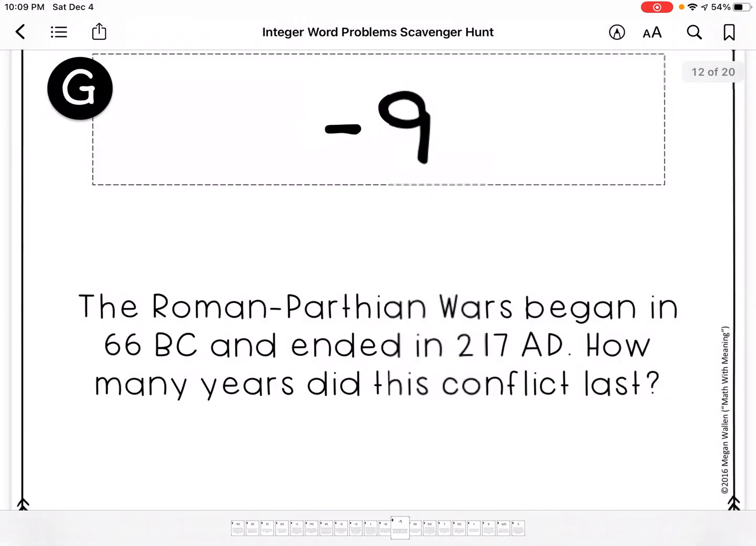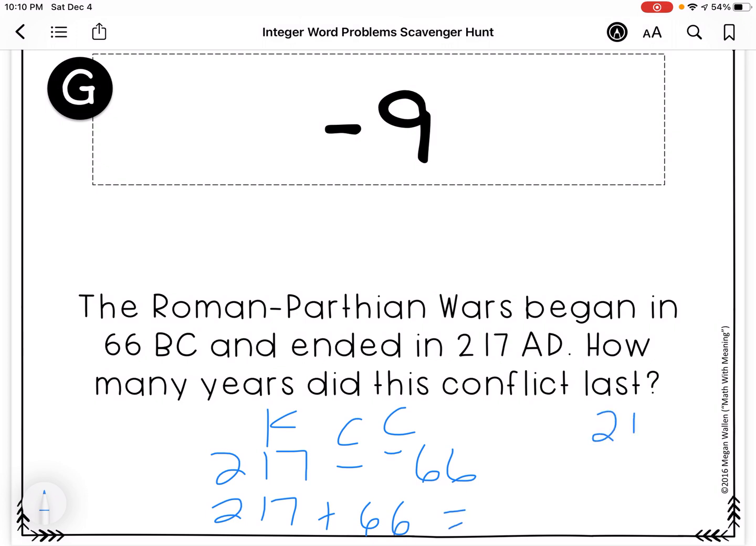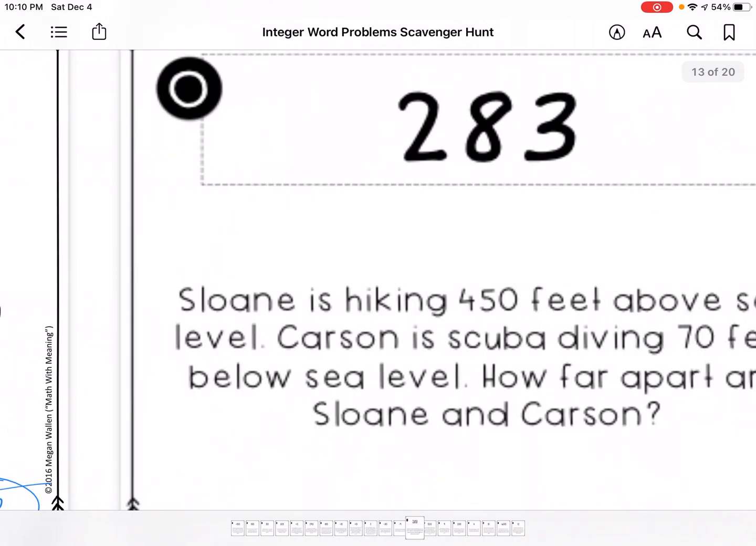The Roman Parthenon Wars began in 66 BC and ended in 217 AD. How many years did the conflict last? So we're going to do 217 minus -66. Keep, change, change. 217 plus 66. 283 years. Holy Toledo.